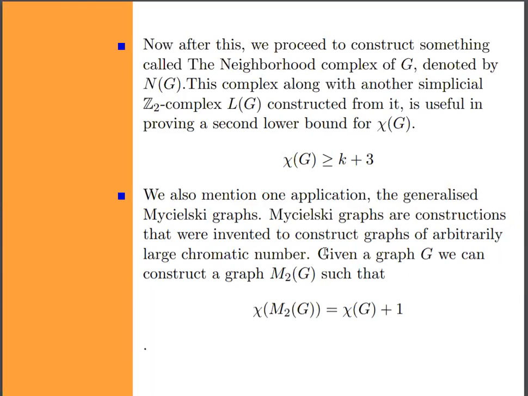Okay. Yeah. So given a graph G, we can construct a graph M2 of G such that the chromatic number of M2 of G is one greater than that of G.